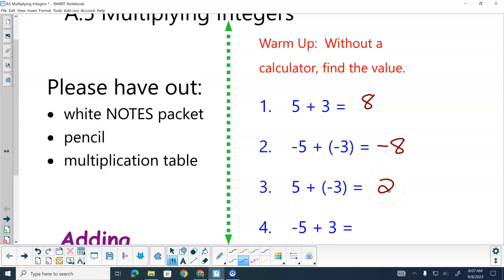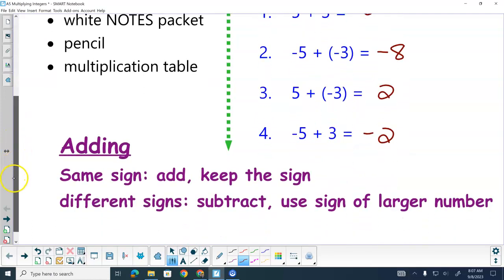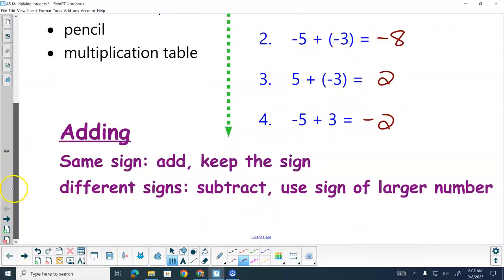-5. Now adding a +3, which way am I going? Up, leaves me at -2. Yeah. Love it. Remember, when we're adding, same sign, we add the digits, keep the sign. Different sign, subtract, use the sign of the larger number. You've got that written down like 7 different times, which is cool.